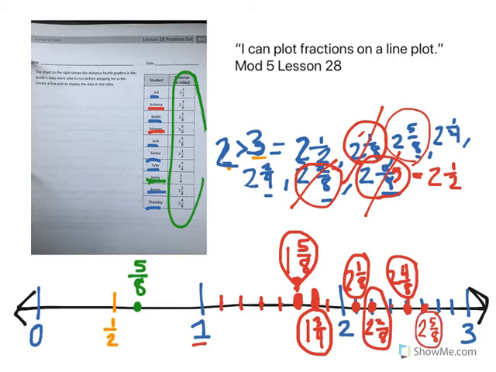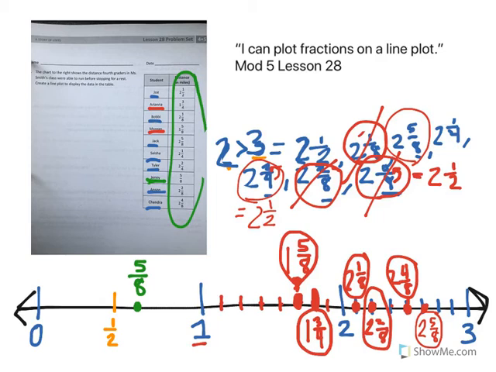Wow, okay. Now let's look at fourths. Okay, I have 2 and 2/4. Well, what is half of 4? 2. So 2 and 2/4 is also equal to 2.5. Oh, interesting. So I'm going to find where my half is.